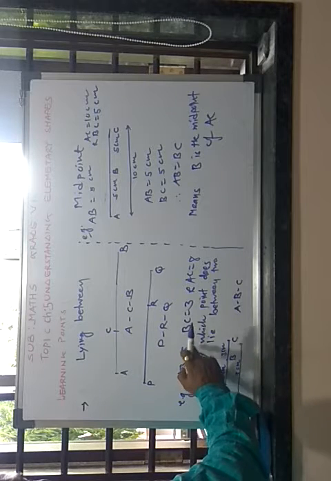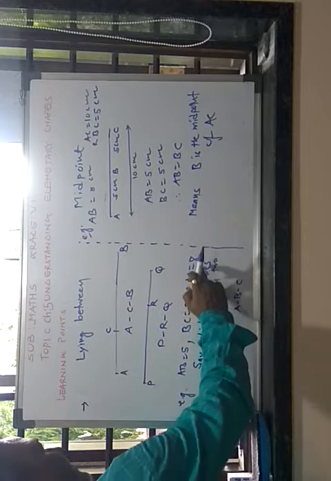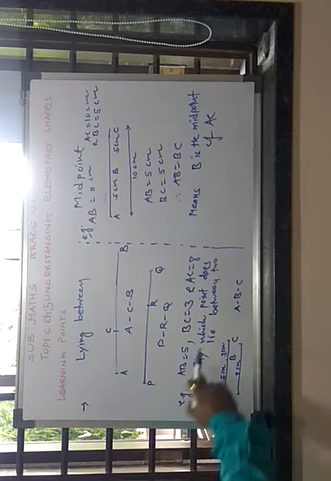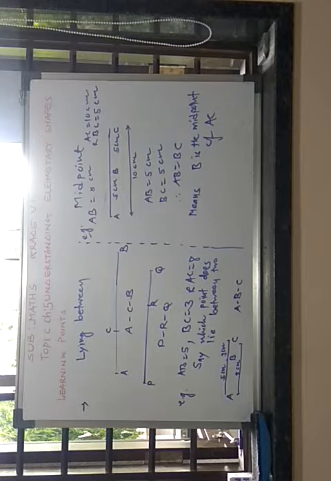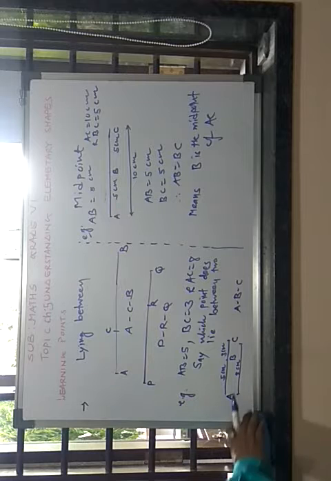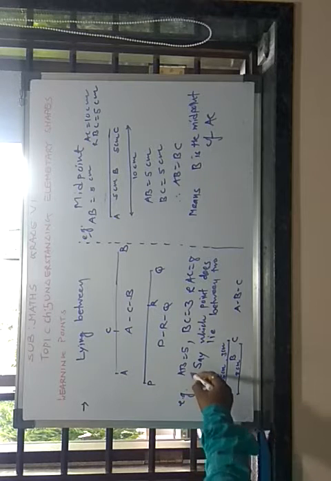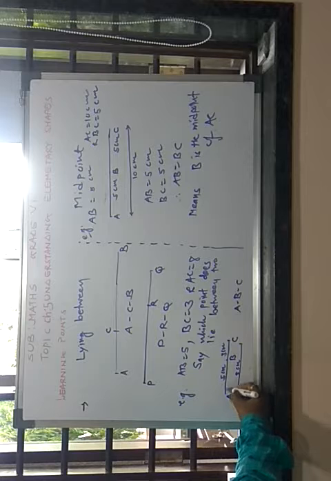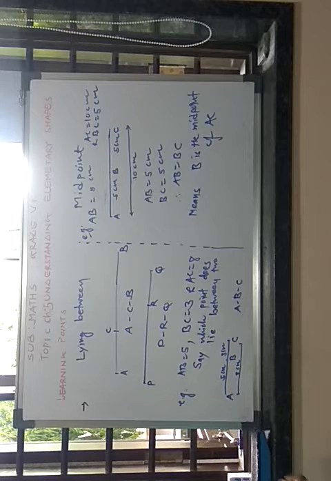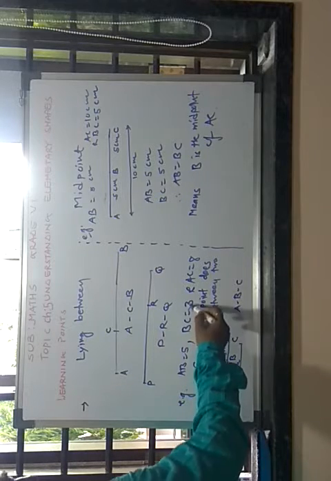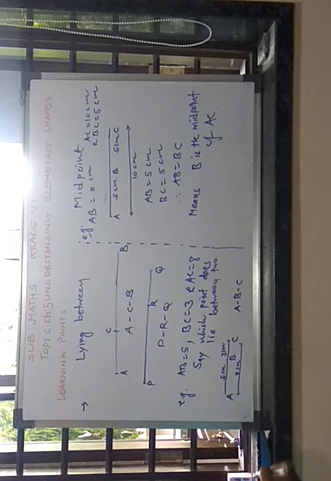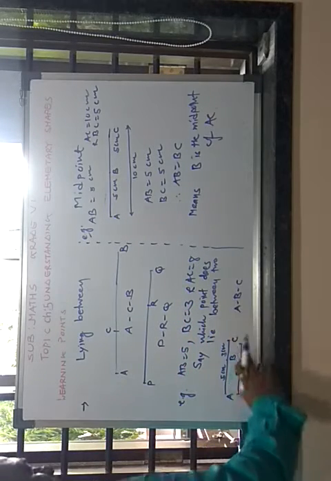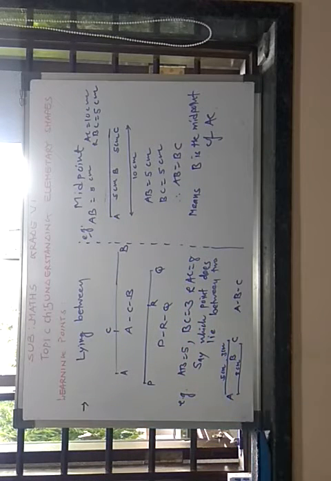AB is equal to 5, BC is equal to 3 and AC is equal to 8. Say which point lies between the other two. In exercise number 5.2, such type of exercise you can find. So here we do the practice, so at least you can understand. Here you see AB is equal to 5. So first of all I draw AB 5 centimeter with the scale. Then BC is equal to 3, drawn from here to here. And AC is equal to 8 centimeter.